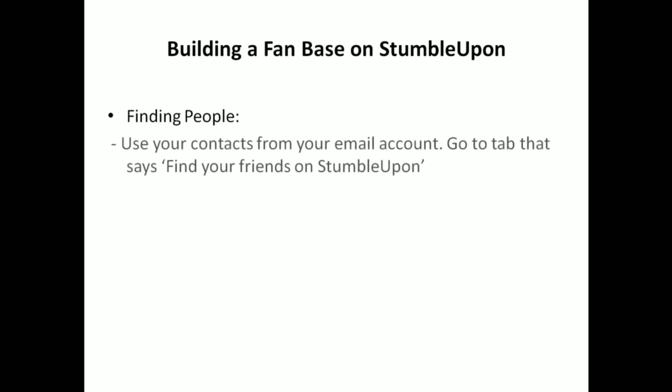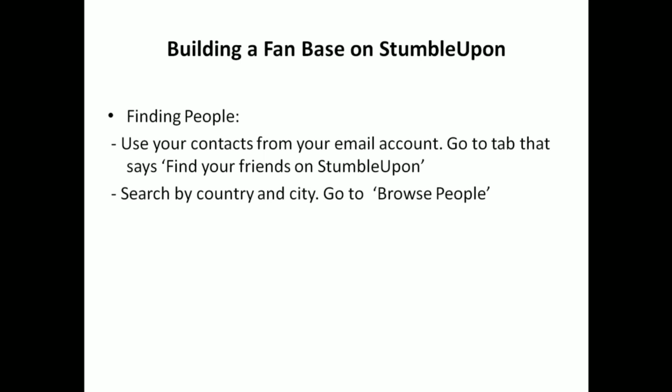Building a fan base on StumbleUpon. To find people, you need to use your contacts from your email account. You can go to that tab in StumbleUpon where it says Find Your Friends on StumbleUpon. You can also search for people by country and city. To do that, go to Browse People. You can search by people's categories and interests.